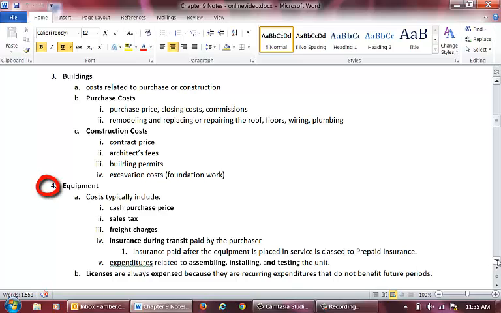The fourth type of plant asset is equipment. Costs incurred related to equipment may include the asset's purchase price, sales tax paid, freight or shipping charges, insurance during transit, and expenditures related to assembling, installing, and testing the equipment. Please note that insurance incurred after the asset is placed into service is classed to prepaid insurance, as learned in earlier chapters. Also, please note that licenses are always expensed because they are recurring expenditures that do not benefit multiple periods.